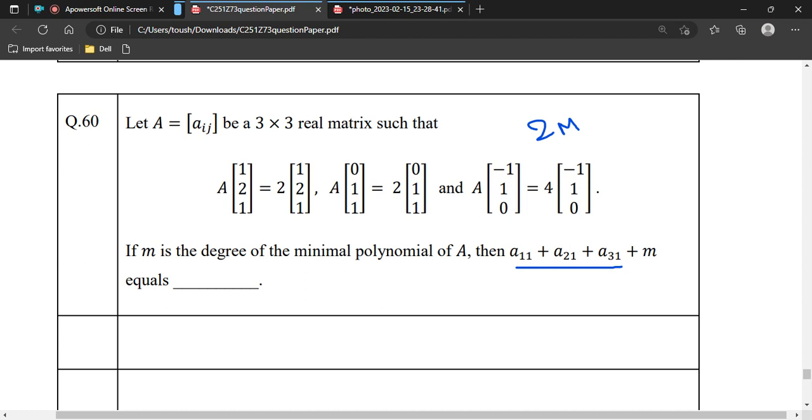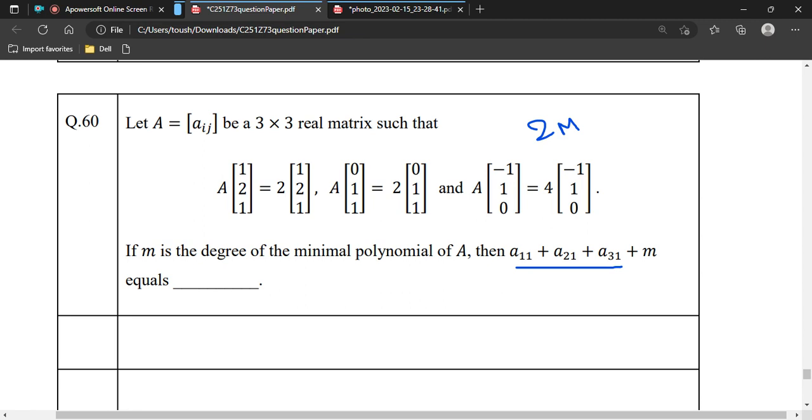For the eigenvalue 2, you can see 2 appears 2 times. That means the algebraic multiplicity of 2 is 2. And the geometric multiplicity of 2 is also 2. How do you see that? For the eigenvalue 2, you are getting 2 linearly independent eigenvectors here. So the geometric multiplicity of 2 is 2 and the algebraic multiplicity is also 2.